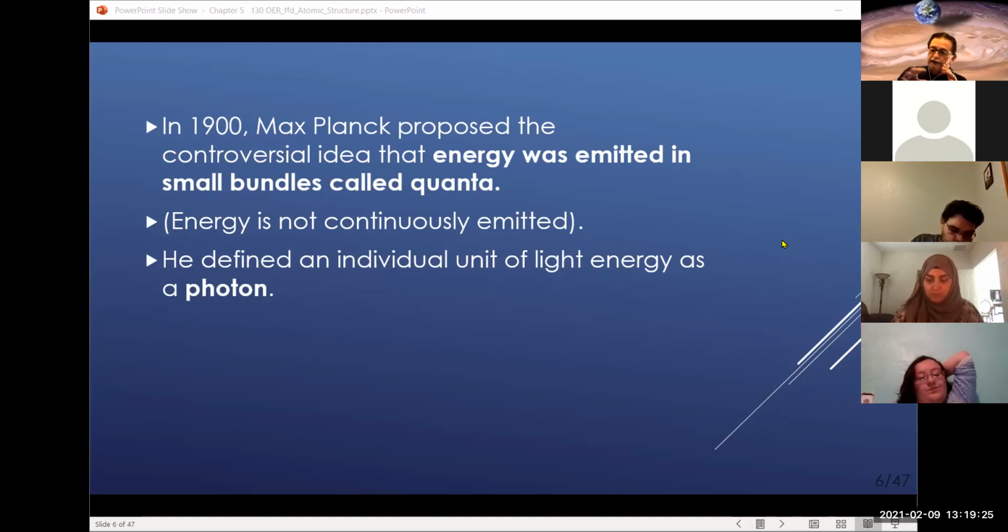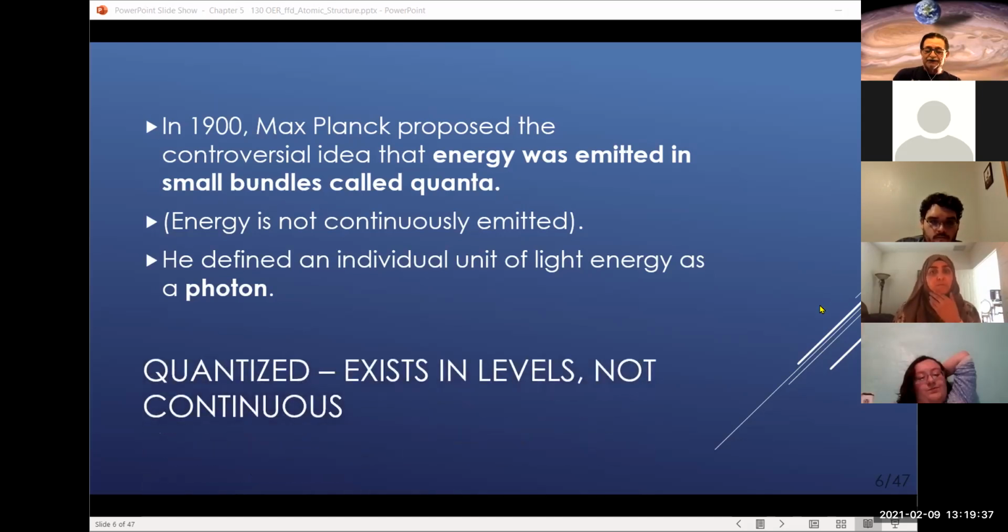And he defined the individual light energy as a photon. Hence, go to Star Trek, photons, torpedoes. Anybody Star Trek fans out there? Photon torpedoes, that's all it is, just energy, light energy. Light is pretty powerful, hence lasers. There's lasers out there with nothing but electromagnetic radiation that can cut steel.